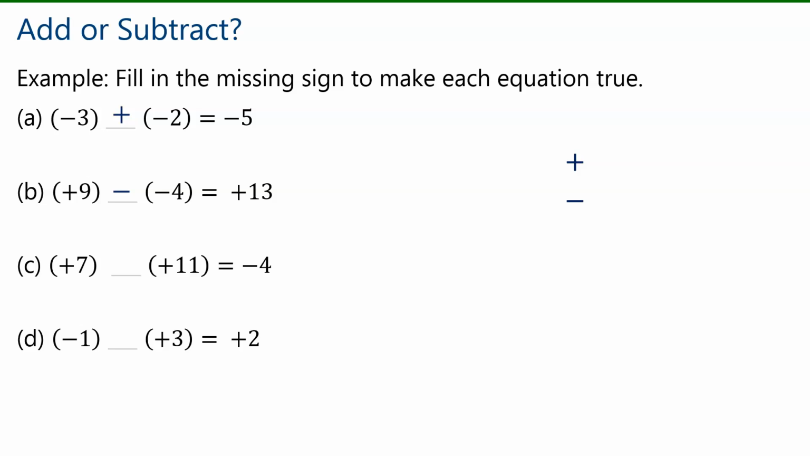Now for C, is 7 plus 11 going to be negative 4? No. 7 minus 11 is negative 4.